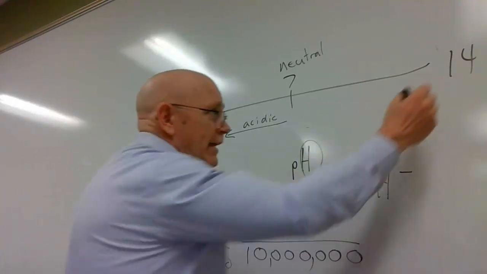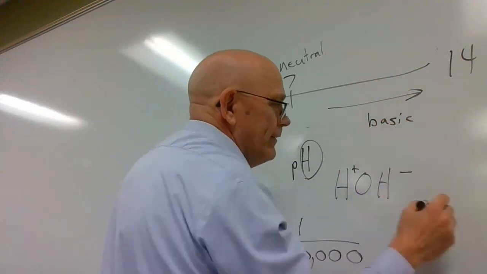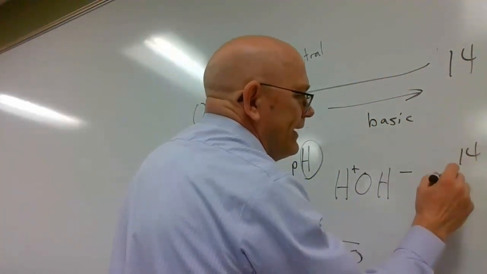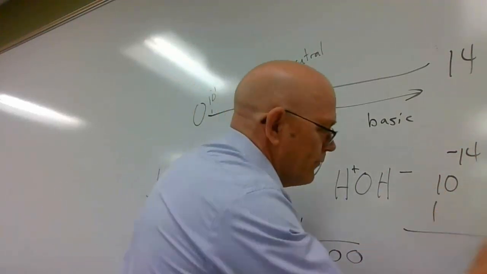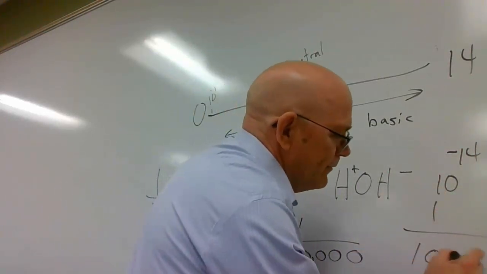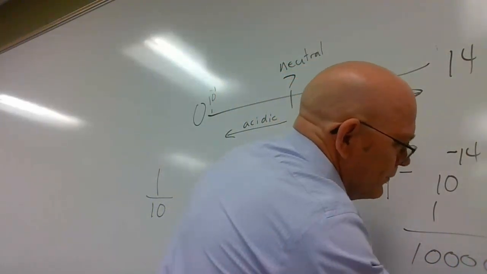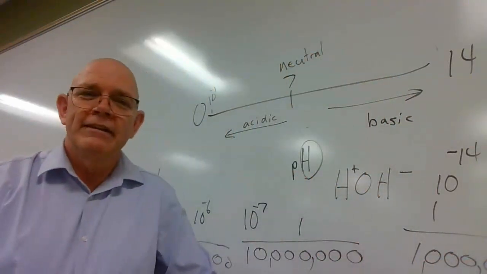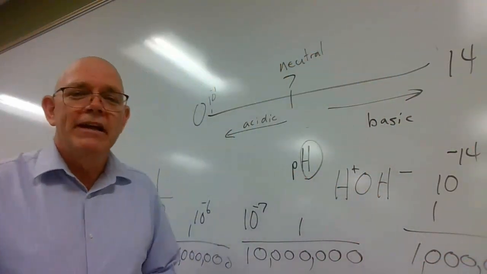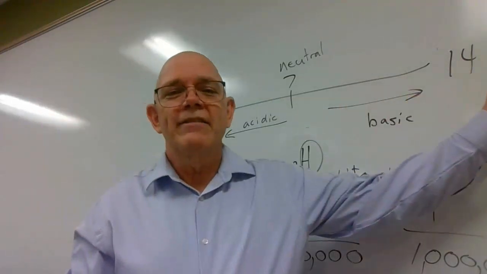Now, on the other hand, over here, as you get bigger numbers, they become more basic, because think: if you have a pH of 14, that's 10 to the negative 14, which would be 1 over 1 with 14 zeros after it. I don't know, a gazillion, I'm not sure what number it comes out to, but it's a very small number. So as you go this direction, you get less and less and less.